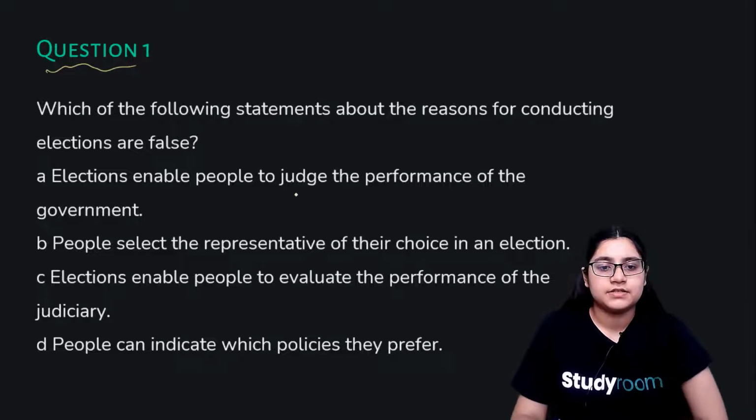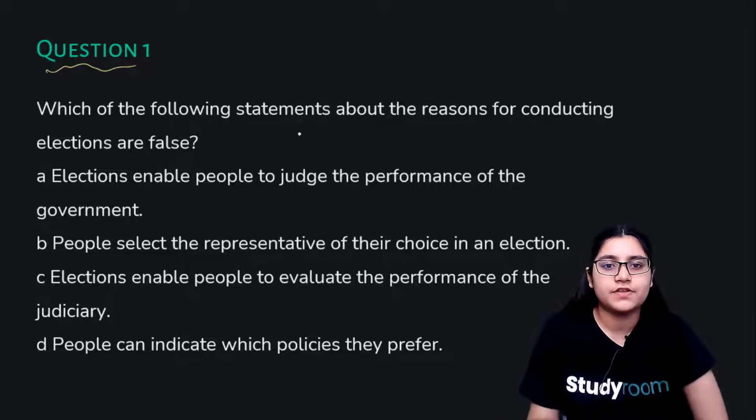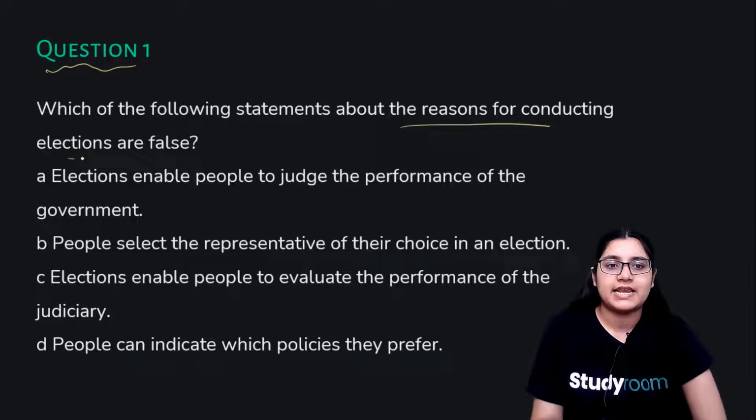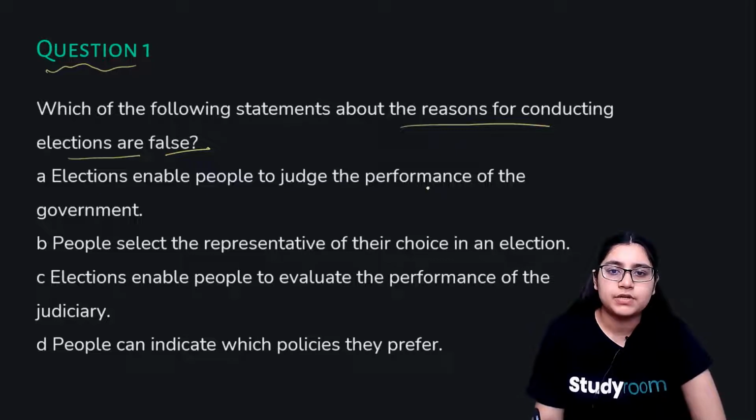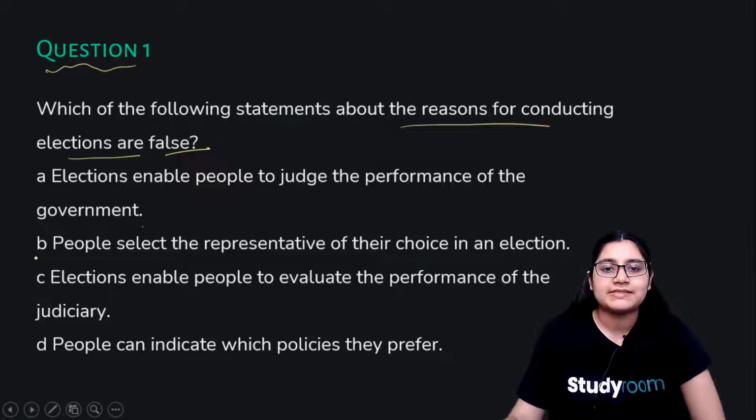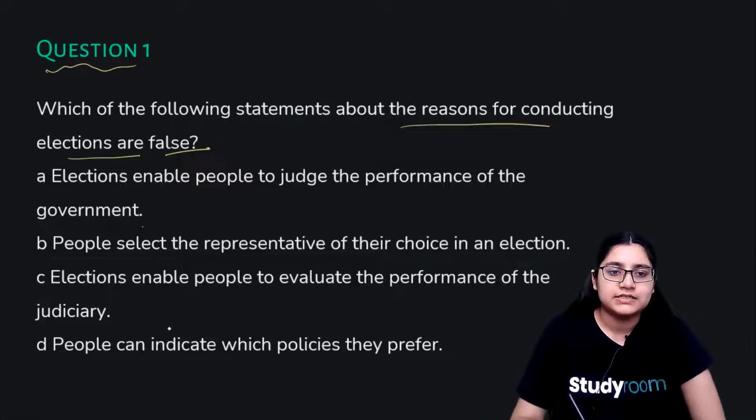of today's chapter is which of the following statements about the reasons for conducting elections are false? First one is elections enable people to judge the performance of the government. Second one is people select the representatives of their choice in an election. Third one is elections enable people to evaluate the performance of the judiciary. And fourth one is people can indicate what policies they prefer.